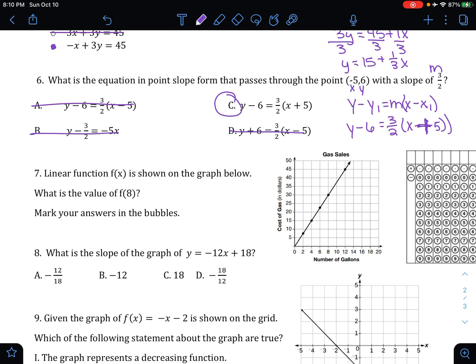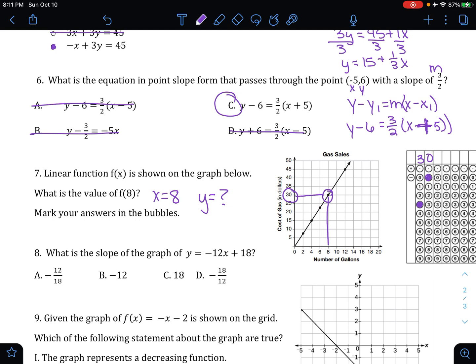Number 7, the linear function f of x is shown on the graph to the right. What is the value of f of 8? Well, if I look at when x equals 8, what is the y value? Well, when x equals 8, that's here. What is the y value that goes with that point? 30. So we would bubble in 3, 0. You do not have to bubble in the positive unless you want to.